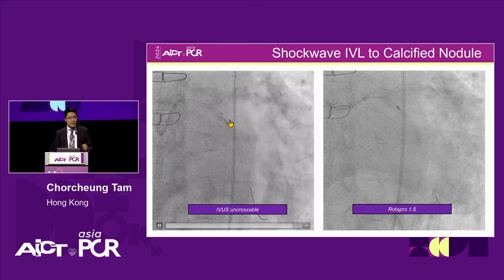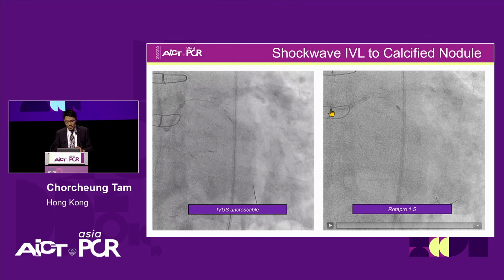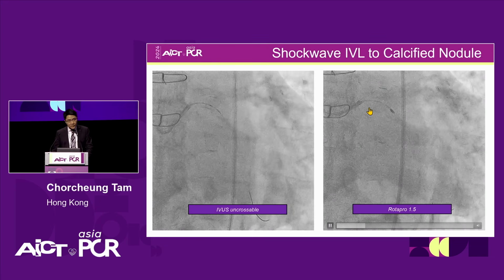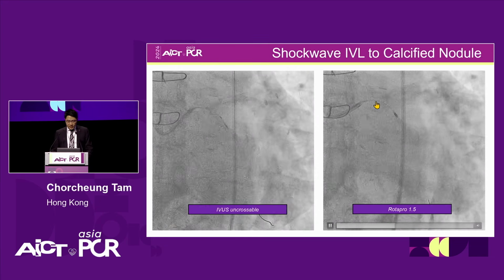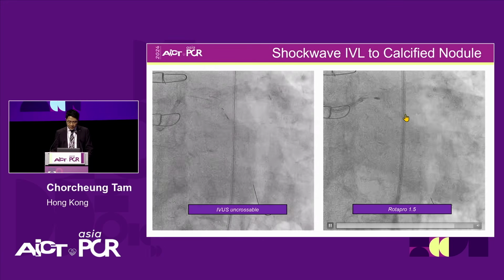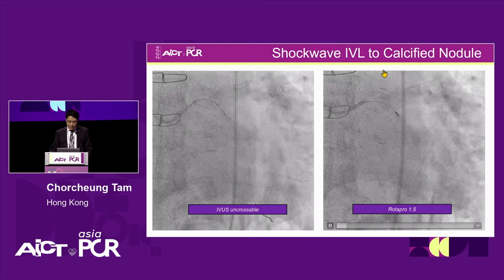So when the imaging catheter cannot go, sometimes you'll be able to use atherectomy. So we start with a Rotapro 1.5 burr. You can see we start very slow. You can see we do it bit by bit in the mid circumflex. You can see there's a tight lesion here. The burr cannot go through.